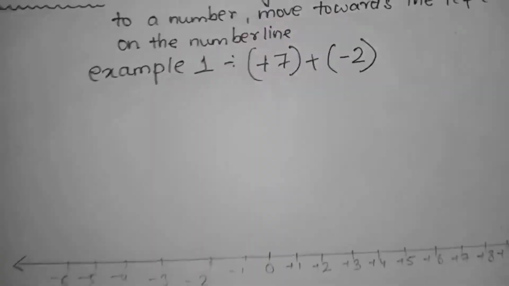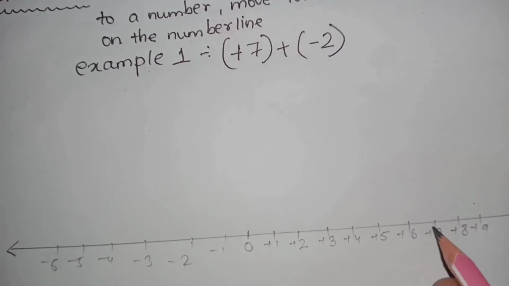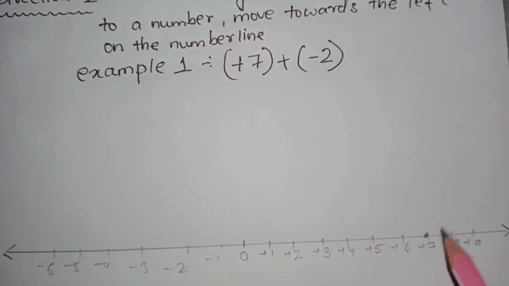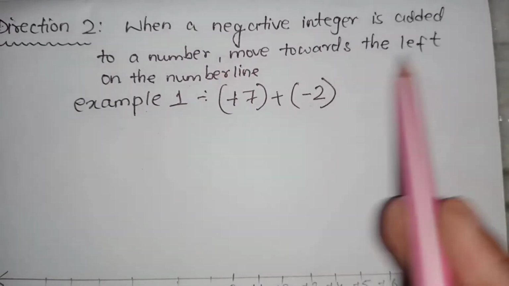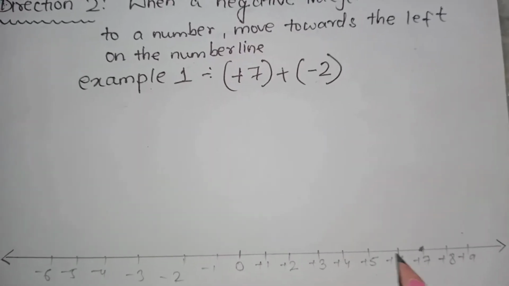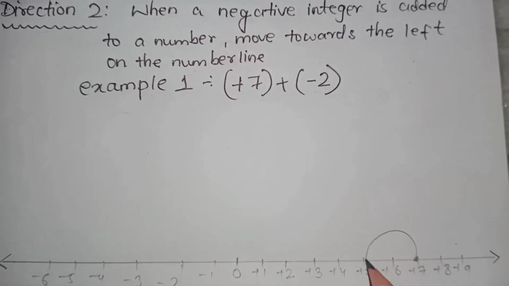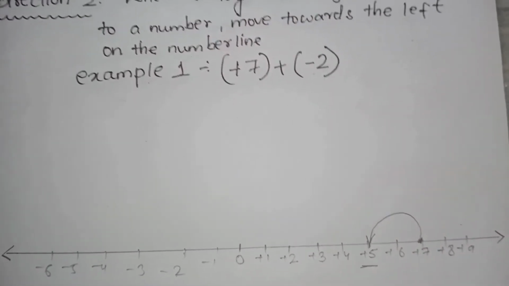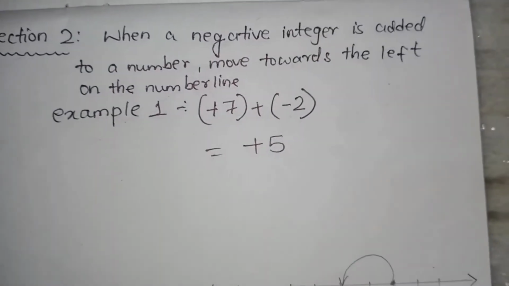Now let's use the number line. I have already made the number line. +7 means we'll go to the right hand side. Here is the +7. We'll start from here. And what is given here? -2. -2 means we'll move to the left hand side. Negative integer means we'll move to the left hand side. So from here we'll take how many jumps? 2 jumps. So 1, 2. We reach here. So what is the answer? +5 is the answer.